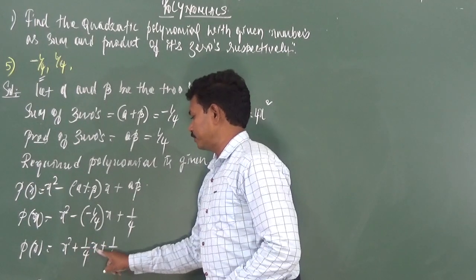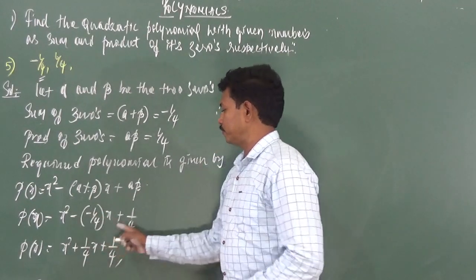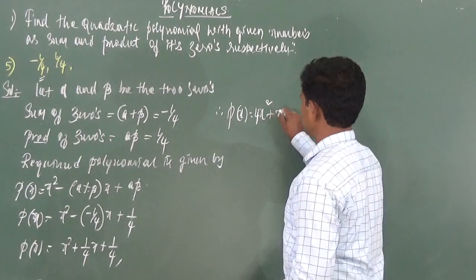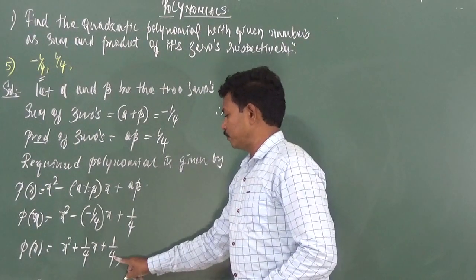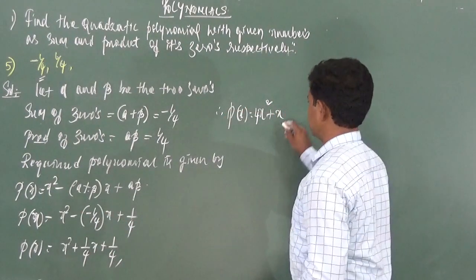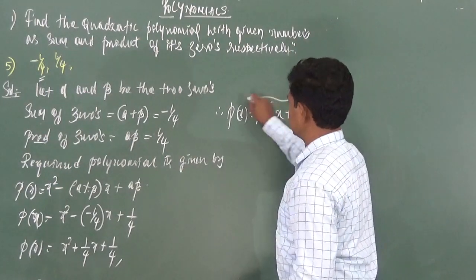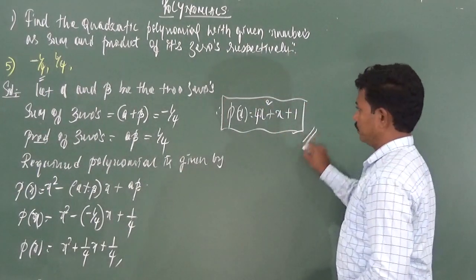1 by 4x into 4 cancels. So remaining thing is x. And last term 1 by 4 into 4 cancels, that is 1. So this is the required polynomial.